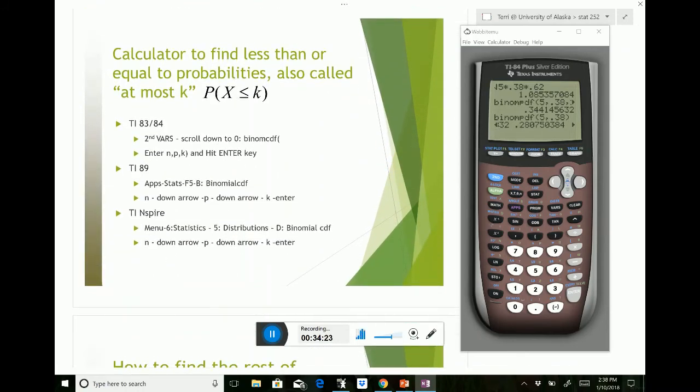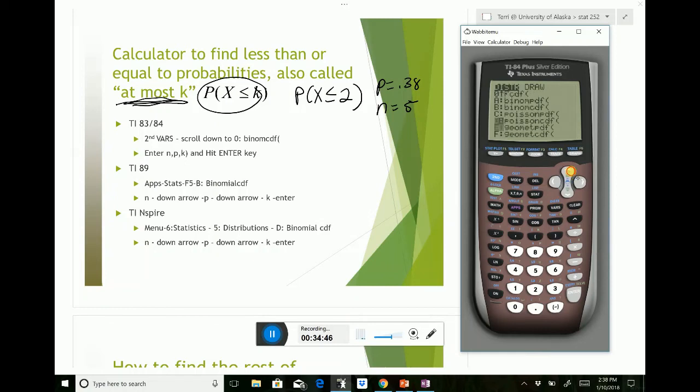So, using the calculator to find less than or equal to probabilities. This is also called at most K, so K or less. Let's try to find the probability X is less than or equal to 2, with P is 0.38 and N is 5. In this case, we go back to distributions, but now we want the binomial CDF. You have to be very careful. The C stands for cumulative, if that helps you remember, because it's everything up to 2: 0, 1, and 2.